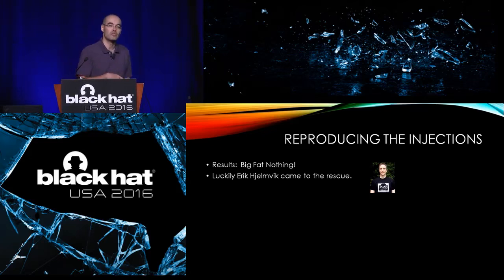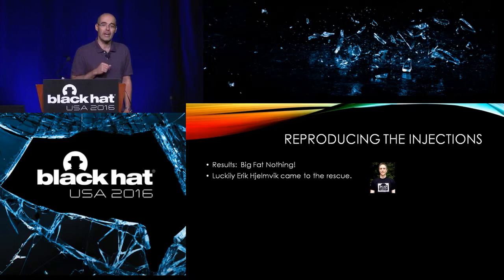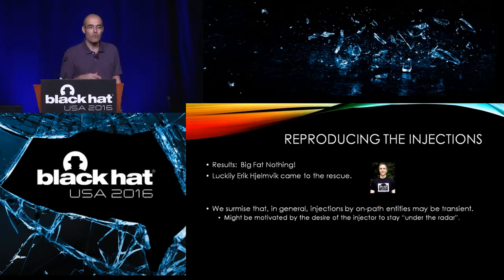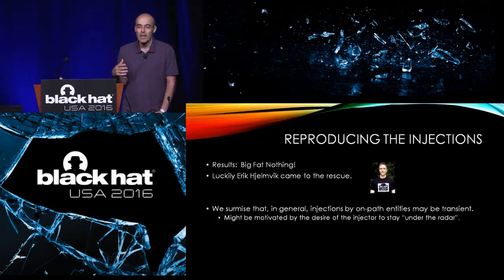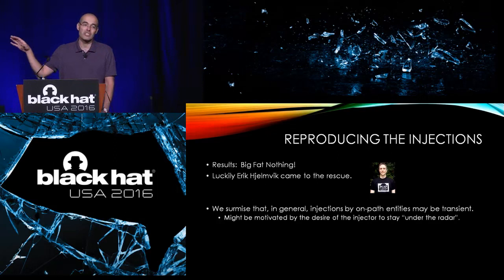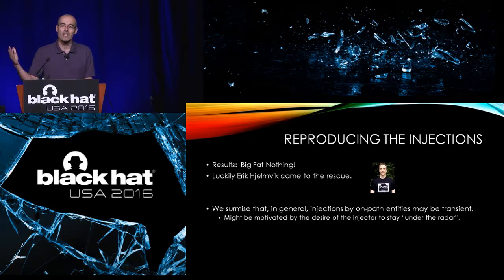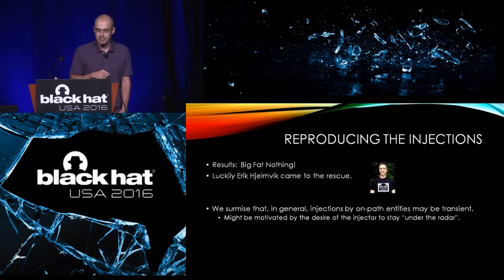He managed to reproduce 2 of the injection groups out of the 14. But after a few weeks, he also didn't manage to reproduce those injections. So from all this, we come to the conclusion that probably commercially motivated injections are perhaps transient in nature. By the way, the censorship injections we were able to reproduce all the time, but this was less interesting for us because we knew that the Chinese government was involved. We wanted to reproduce the commercial injections.